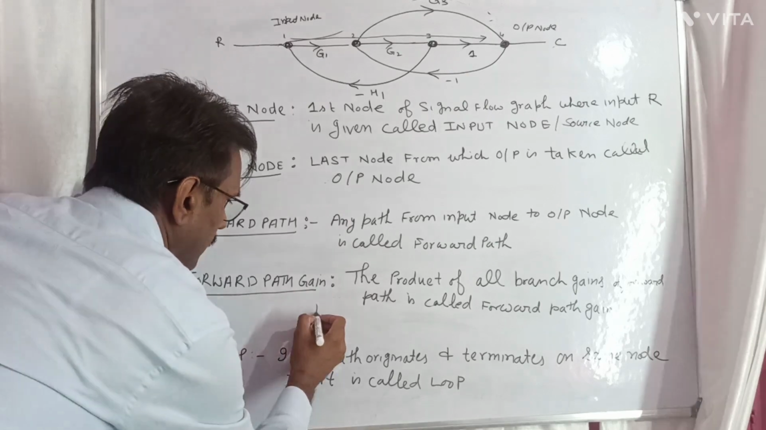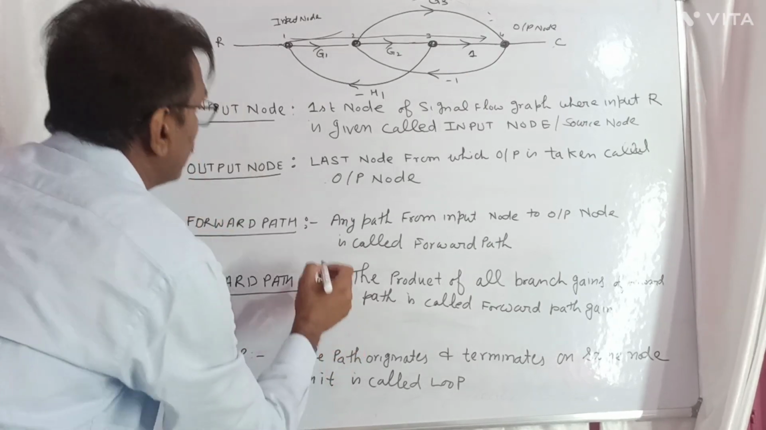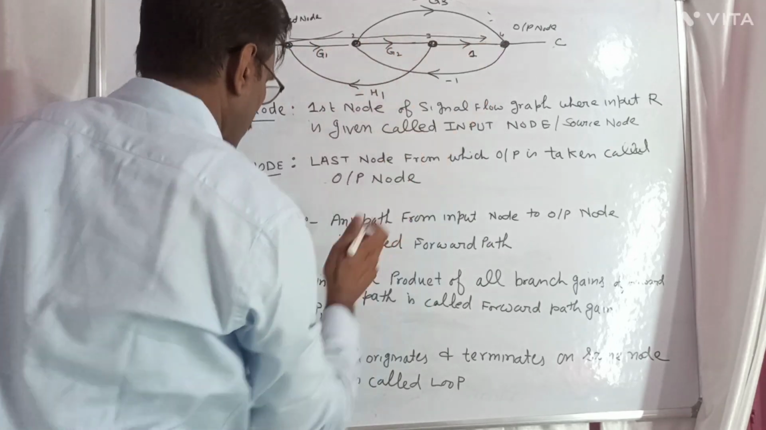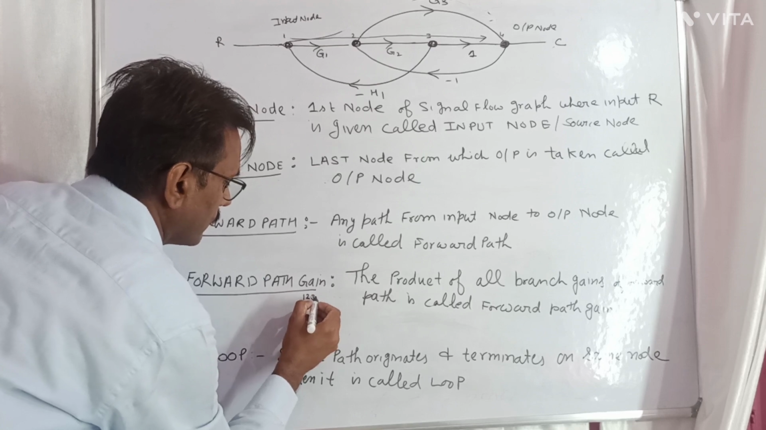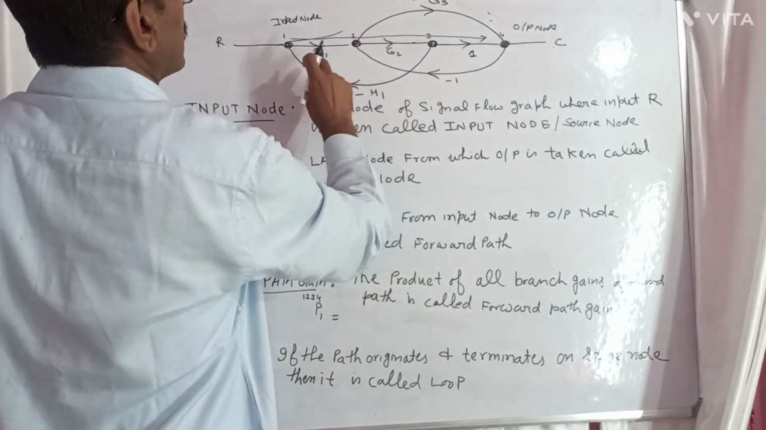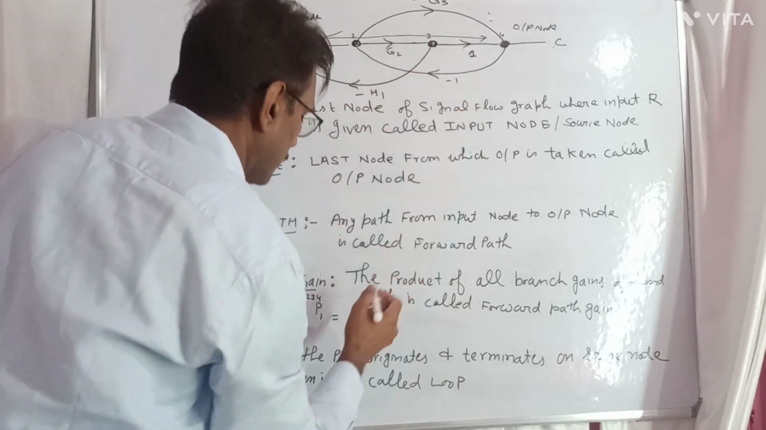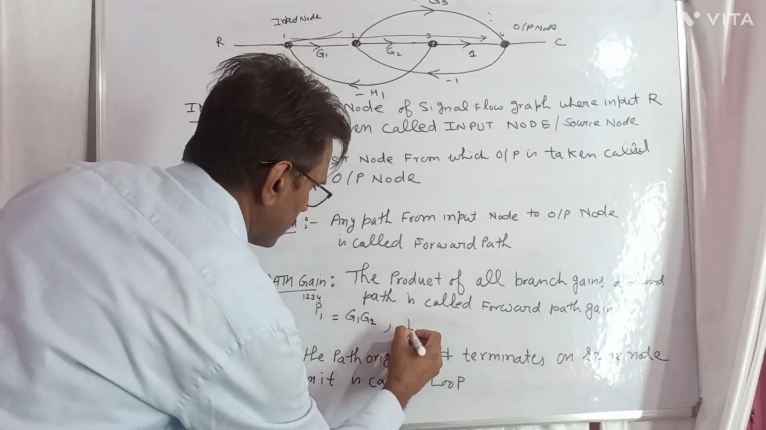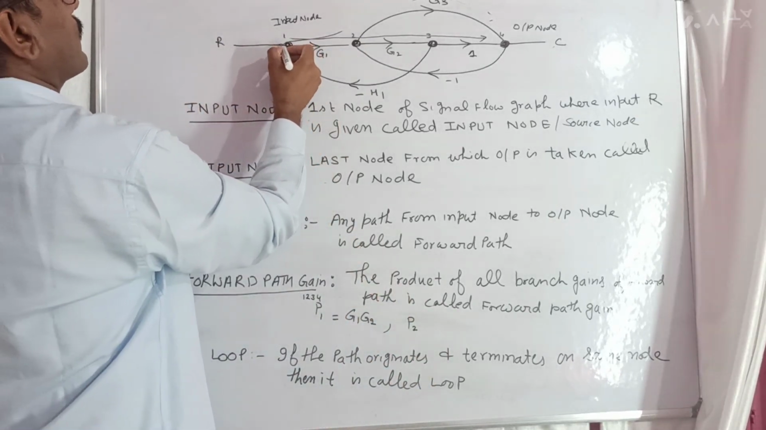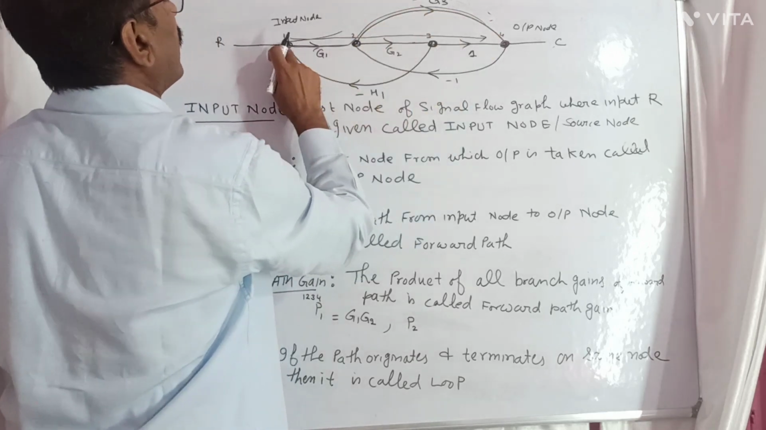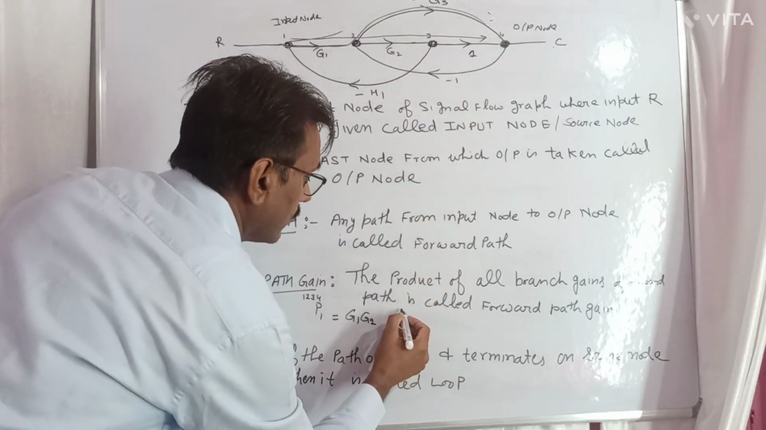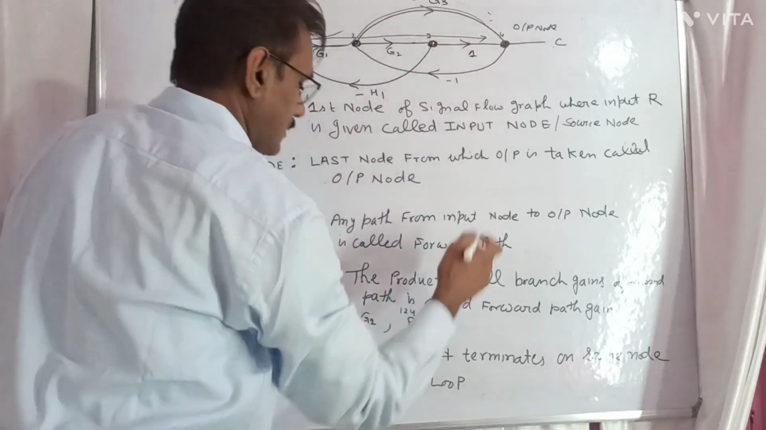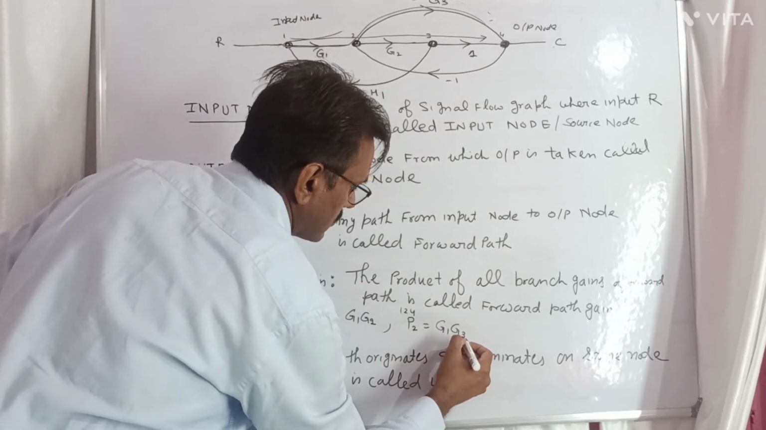In this signal flow graph there are 2 forward paths. First is P1. It is made up of nodes 1, 2, 3, 4, and its gain is G1 into G2 into 1. So the forward path gain is equal to G1 G2. Second path is P2. It is made up of nodes 1, 2, 4. Its gain is equal to G1 into G3.